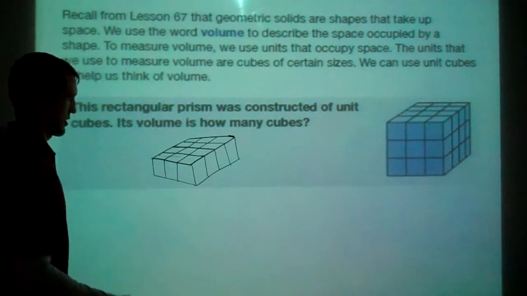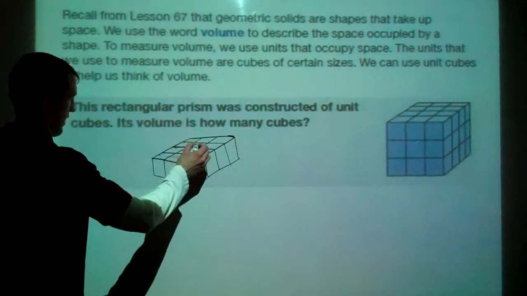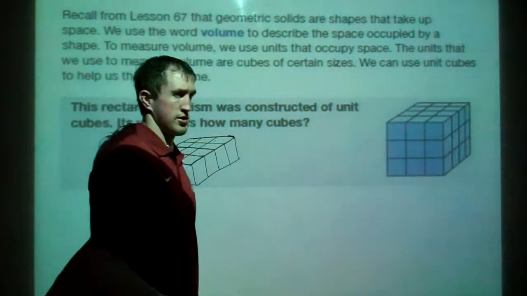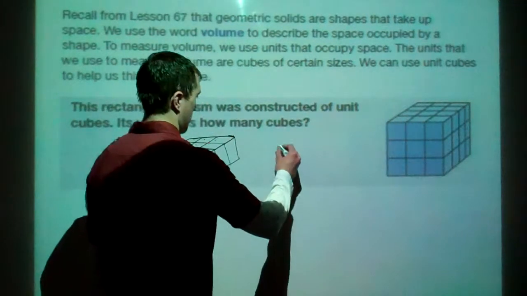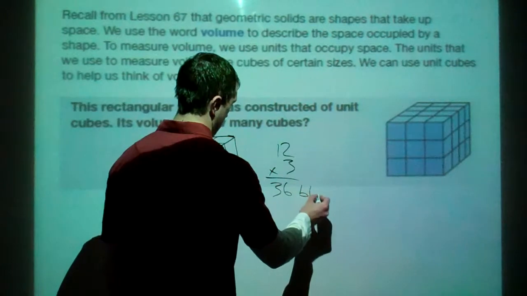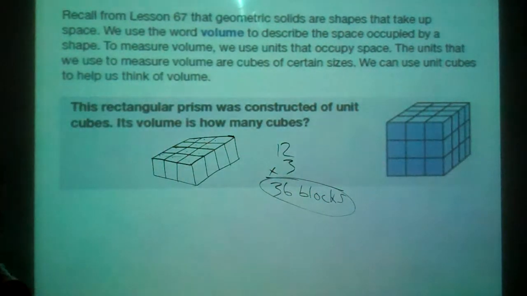What we would want to do is count how many blocks there are. 1, 2, 3, 4, 5, 6, 7, 8, 9, 10, 11, 12. 12 blocks, and how many levels of blocks do we have? We have 3. 1, 2, 3. So 3 times 12 gets us 36 blocks. So our volume would be 36 blocks, or 36 cubes.